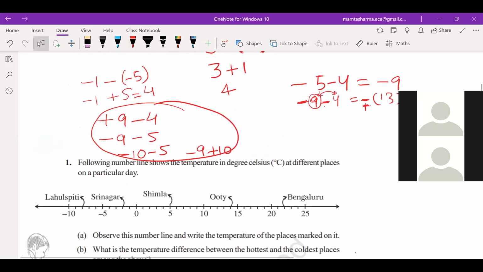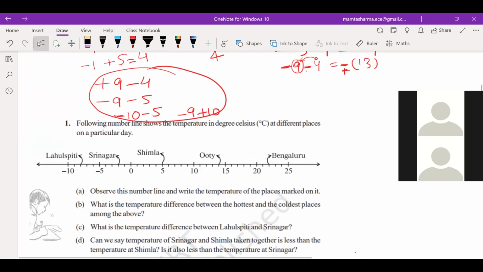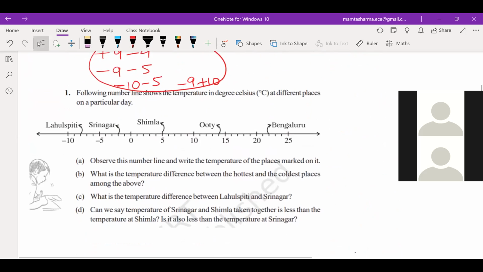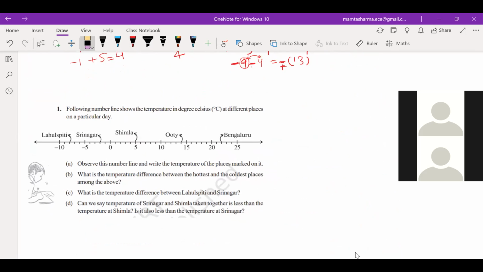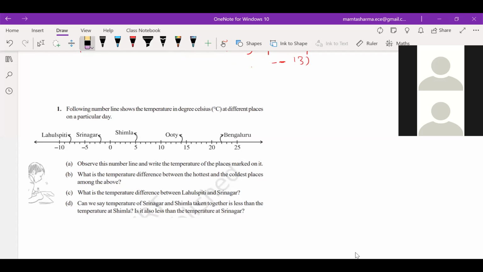Give a star to yourself. Now come to the next part. Next question. These are a few questions which I have taken from real life problems, in our textbook. Yes, these are the real life problems.